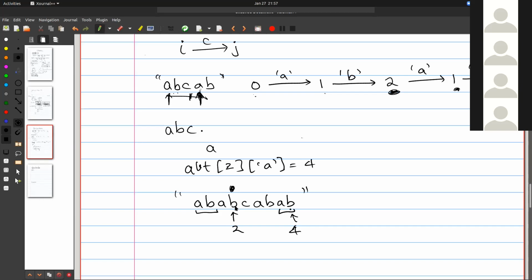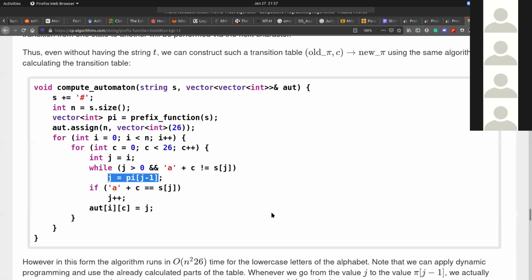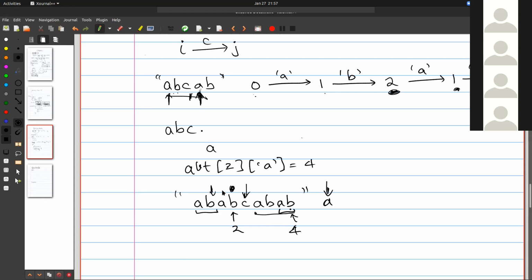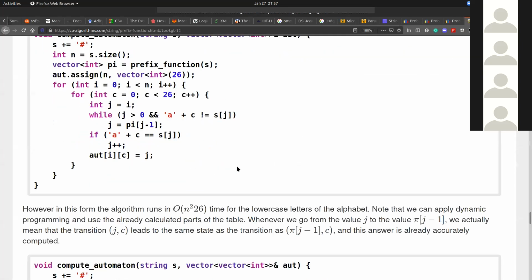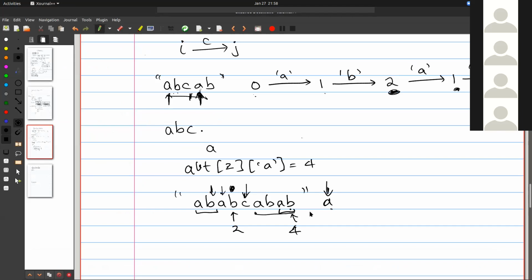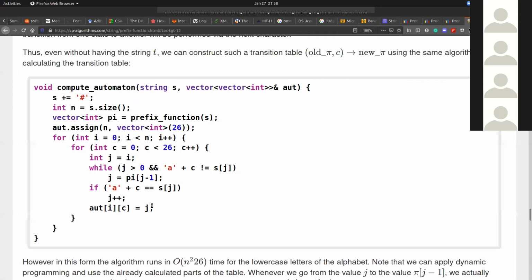So basically what this means is, suppose after this, there was A. If I have my initial estimation, which is 4, this C does not match with A. But if I do j equal to LPS of j minus 1, I get to this point, and again my A matches with this. So it's just reducing my number of times I do this. It just reduces my expectations from the largest substring, till I have a match or I reach 0, and then I set my automaton of i, c as j.